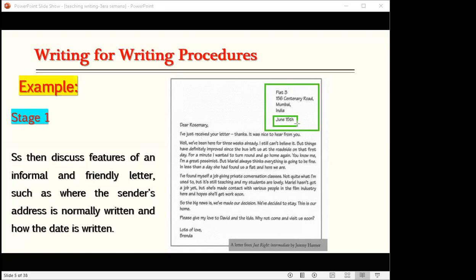How is the sender's address written, or how is the date written? Or maybe you could ask them, what is the first expression that they use to start the letter? What is the content of the first paragraph or the second paragraph? So you start making questions to your students in order to analyze the text construction. All right. Now let's see another one.